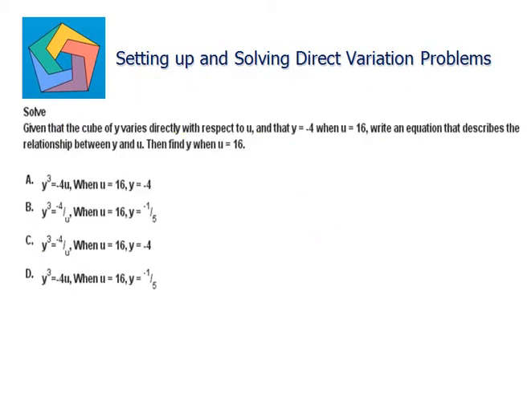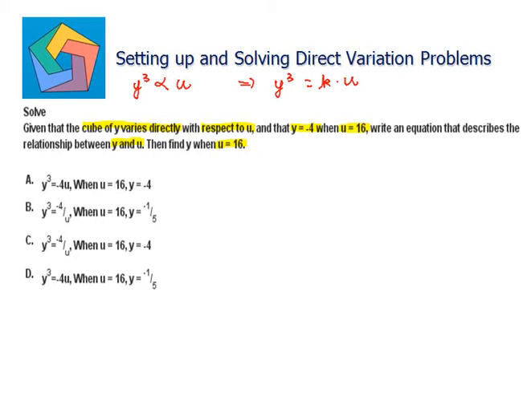Next problem. Solve. Given that the cube of y varies directly with respect to u and y is -4 when u is 16, write an equation that describes the relationship between y and u. Then find y when u is 16. So here it's given cube of y varies directly with respect to u. This implies y cube is equal to k times u.